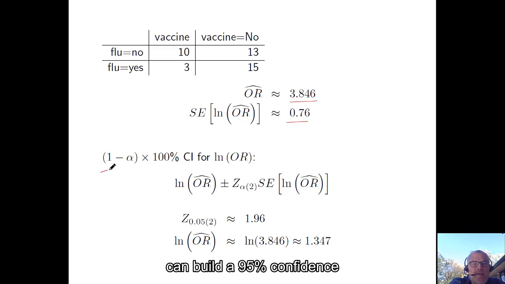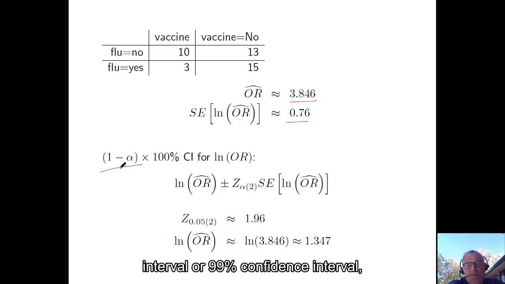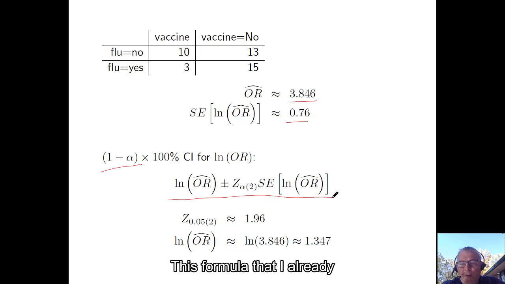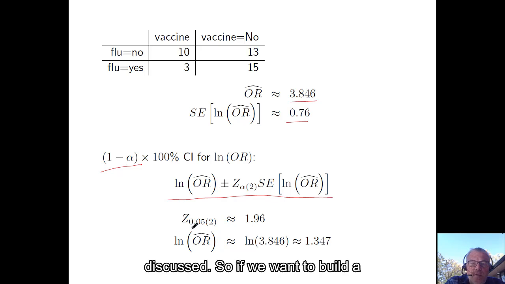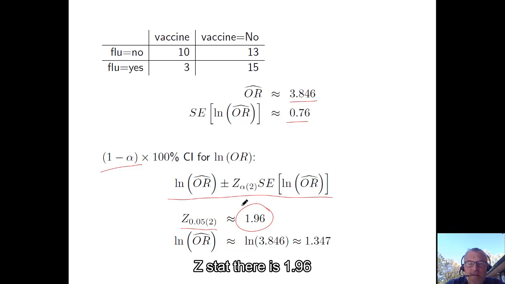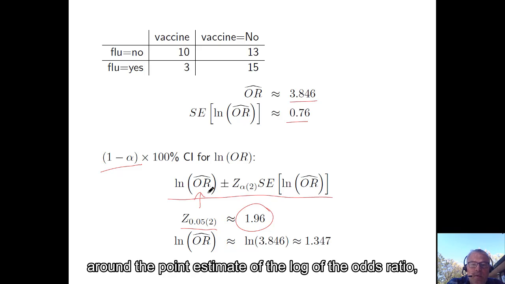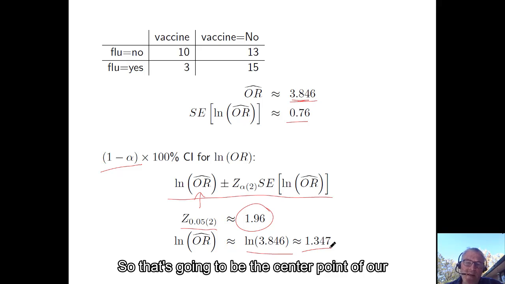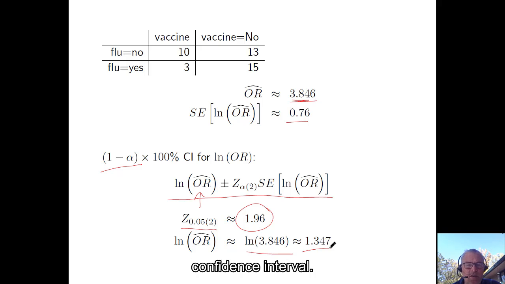We can build a 95% confidence interval or 99% confidence interval, whatever kind of confidence interval, using this formula that I already discussed. So if we want to build a 95% confidence interval, remember the z-stat there is 1.96, but we need to center it around the point estimate of the log of the odds ratio, not the odds ratio. So not this 3.846, but the natural log of 3.846, which ends up being 1.347. So that's going to be the center point of our confidence interval.